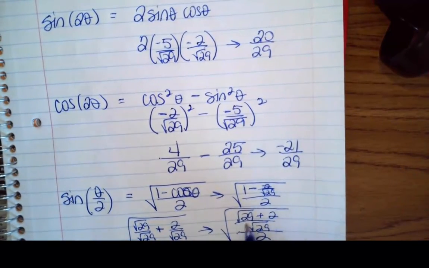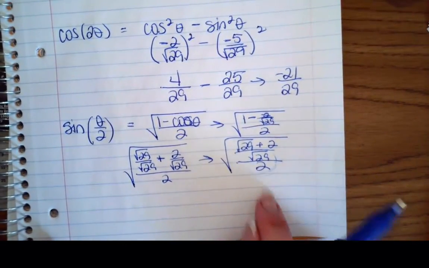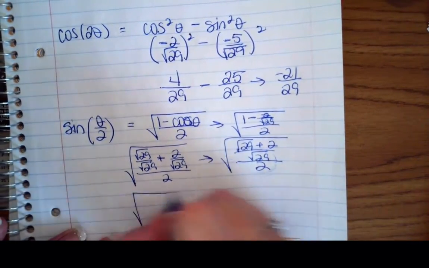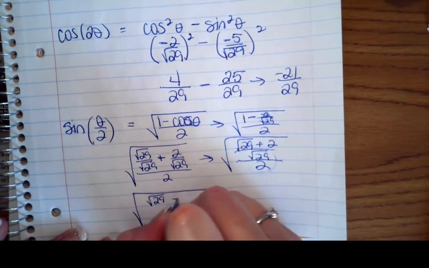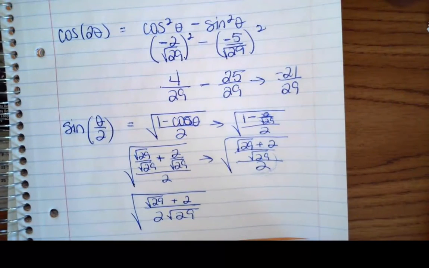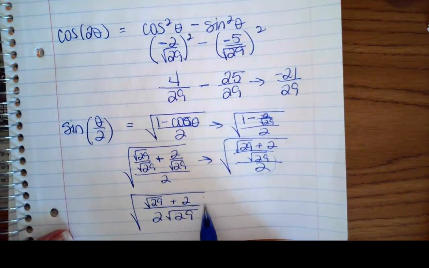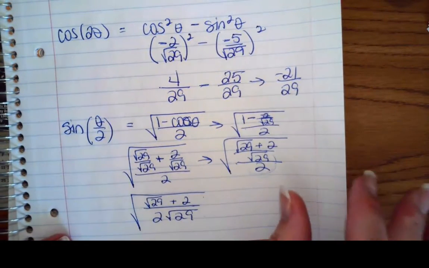We learned a while ago that I could flip this 2 from 2 over 1 to 1 over 2. So now what I have is root 29 plus 2 over 2 root 29. You can rationalize that if you want to. I'm going to leave that alone because it's ugly. In order to rationalize, you would just multiply top and bottom by 2 root 29. Actually, just by root 29, but it's cleaner to do it by 2 root 29.